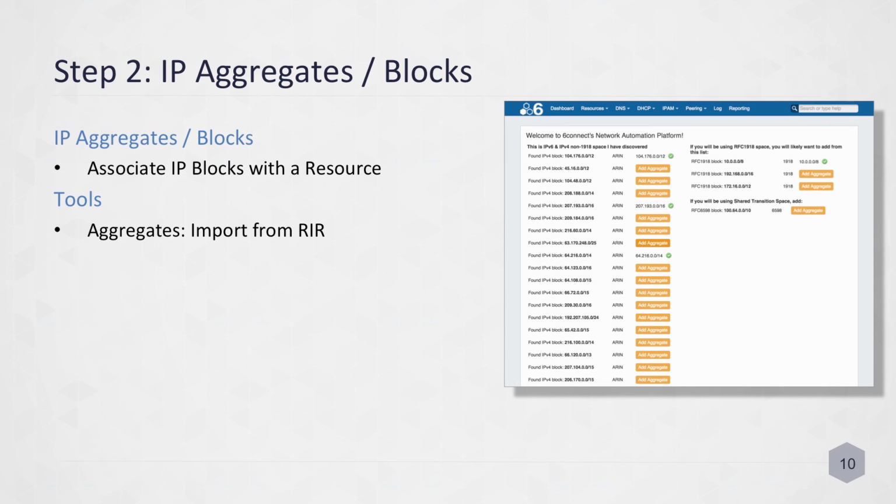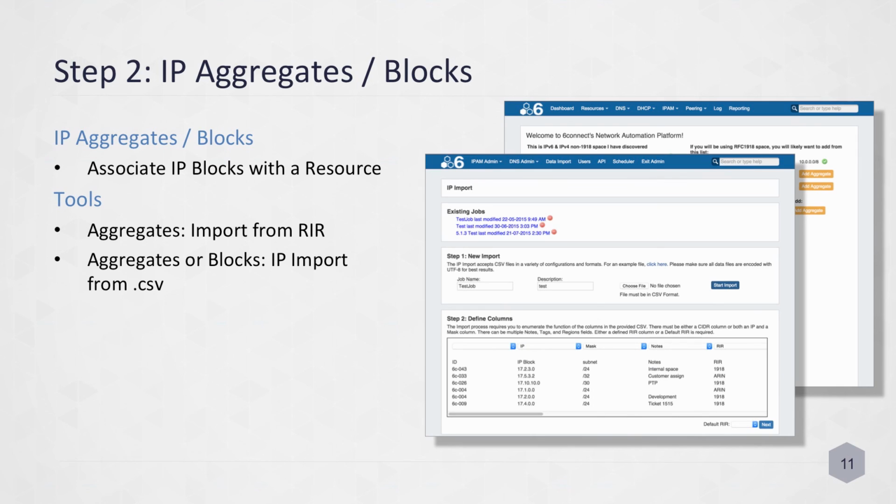Adding IP aggregates and blocks second allows you to associate those blocks with the resources that you've already created. You can import IP aggregates through the Import from RIR tool, which automatically looks up your ARIN or RIPE information based on the IP address you are connected to. Once it identifies the blocks assigned to your company, you can choose to import those blocks into ProVision.